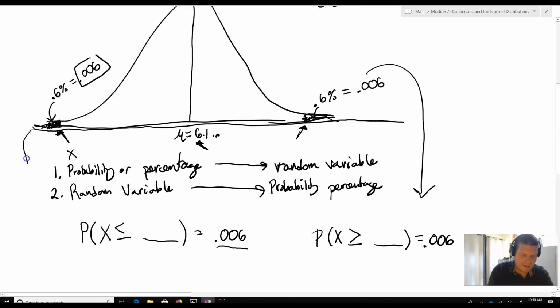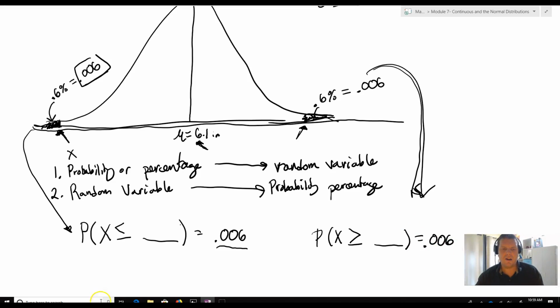So what we have is two basic problems here. On the one hand, I've got the probability that x is less than whatever this cutoff is. And on the other hand, over here, I have the probability that x is greater than or equal to some number, and that's also going to be 0.006. So let me show you what that looks like in StatCrunch.